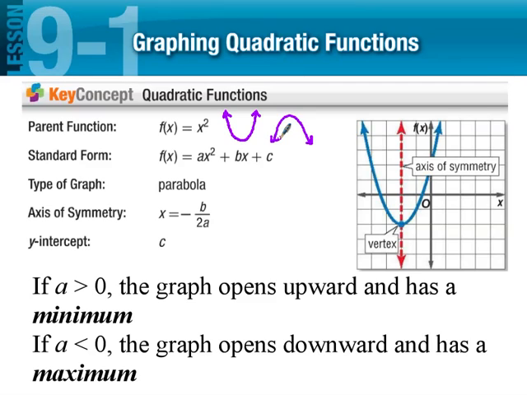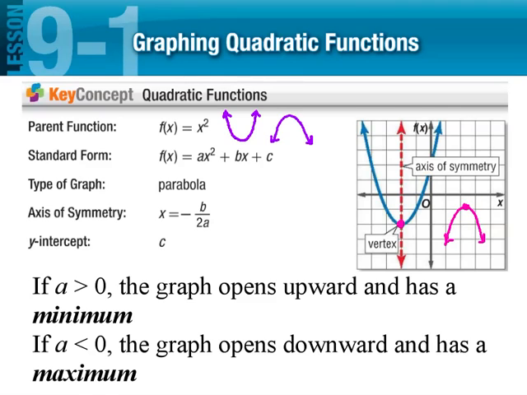Now another feature of the graph is it has what's known as a vertex. Okay, that vertex is either the lowest point or the highest point. How could it be the highest point on a graph? If the graph opens upside down, good. So if the graph opens like this, your vertex will be the highest point. Okay, so we're going to look at how you actually graph these today.